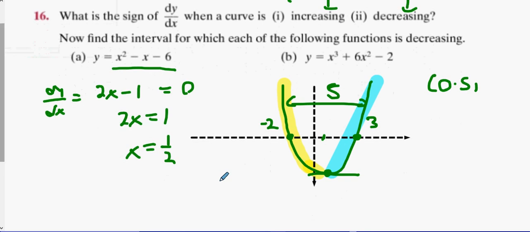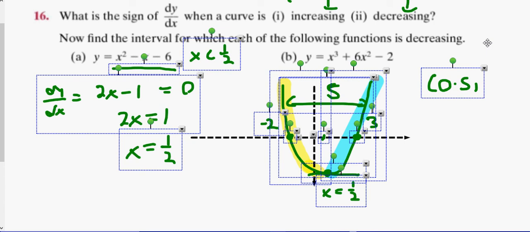For me, this is x equals a half, isn't it? Anything to the left of x equals a half is on its way down. So how do I write that? x smaller than a half. Anything to the left of a half is decreasing. Okay? Now, it's easy for a U-shaped graph. It's not as easy for a cubic. So let's do the next one.